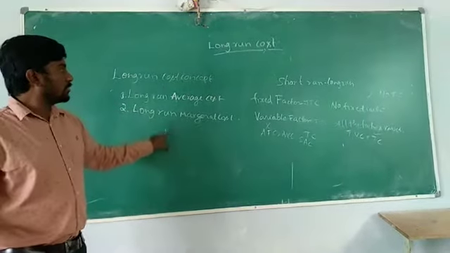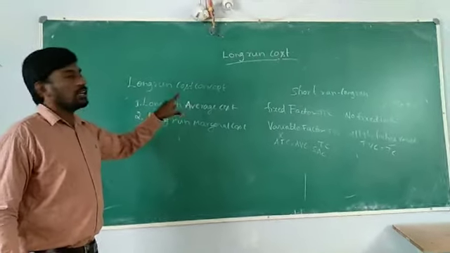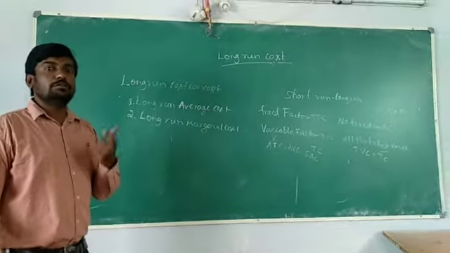So in the first class, we will just discuss these 2 concepts. What is the long run average cost and how do we find it, and the long run marginal cost, how do we find it. What is the meaning of it and what is the formula for it.